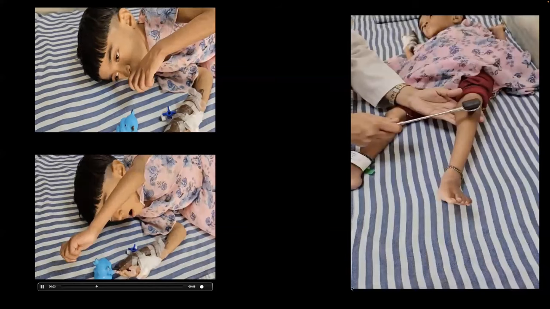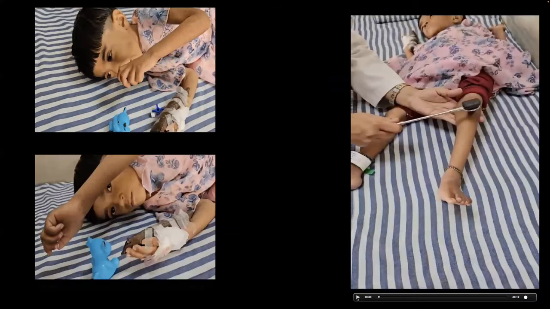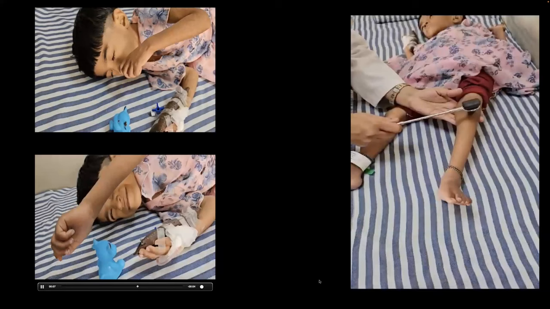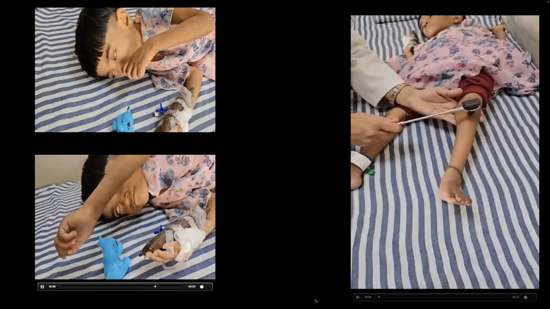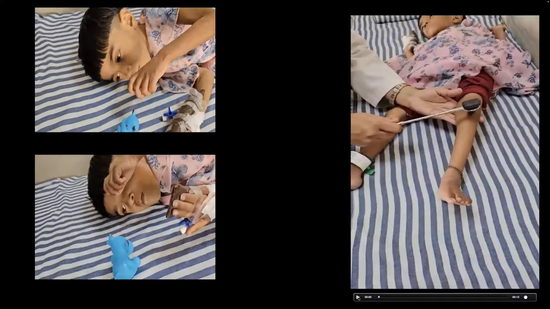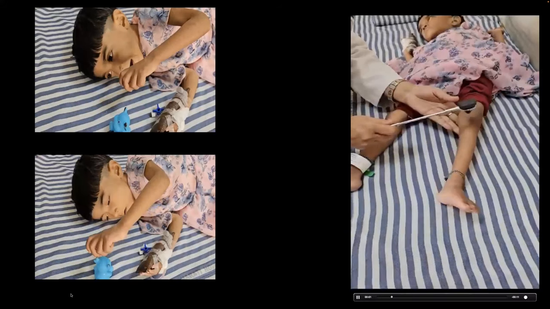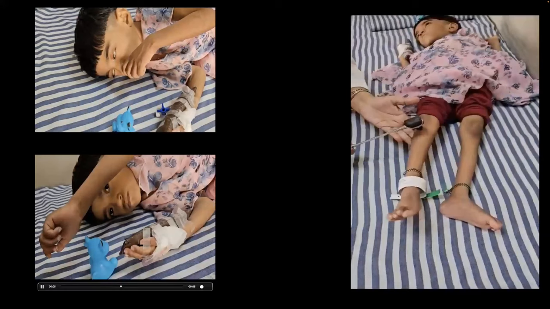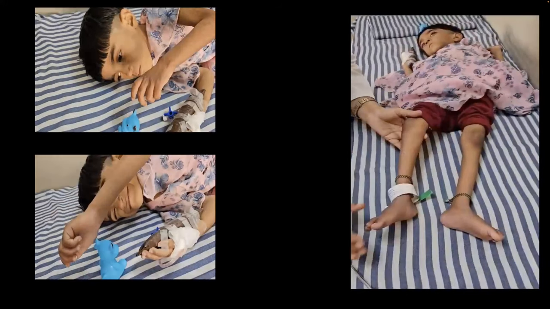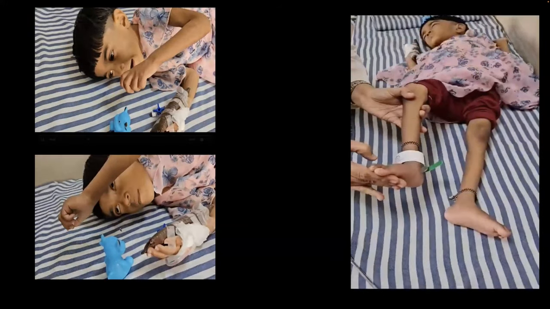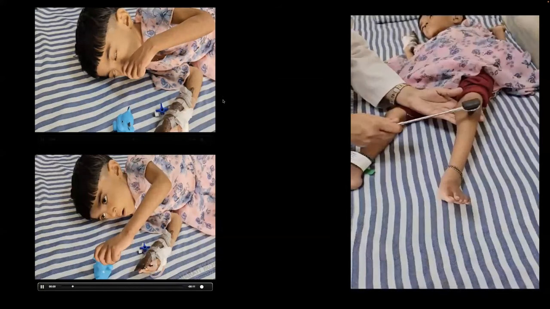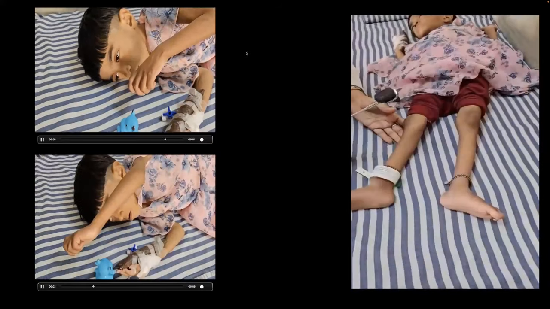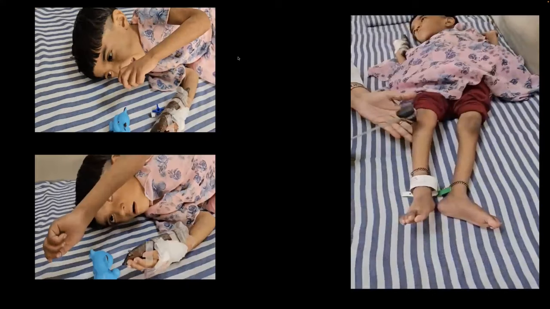On examination, there is no transfer of objects. Unidextrous grasp is there. She has intellectual disability and moderate microcephaly. She has these abnormal eye movements in the video. She's dysmorphic with a triangular face. She has oromotor dyskinesia and severe wasting, as you can see. The fundus is normal. Her deep tendon reflexes are much exaggerated with a sustained clonus.